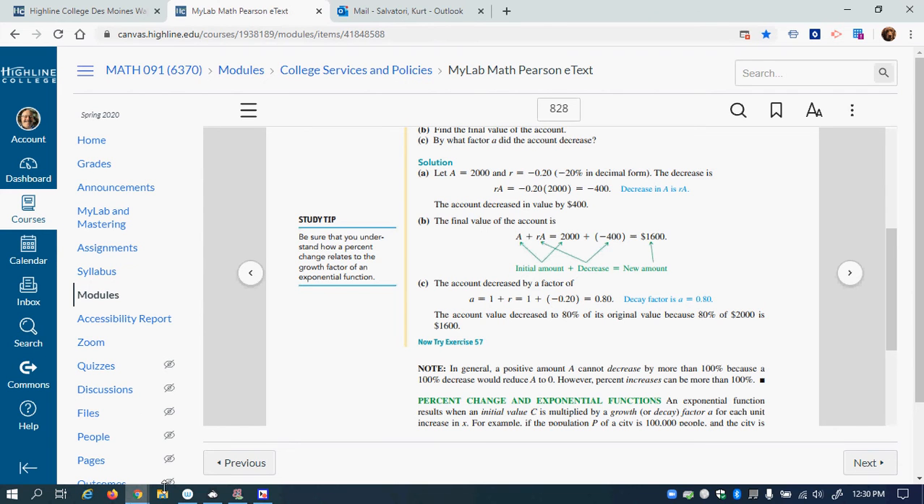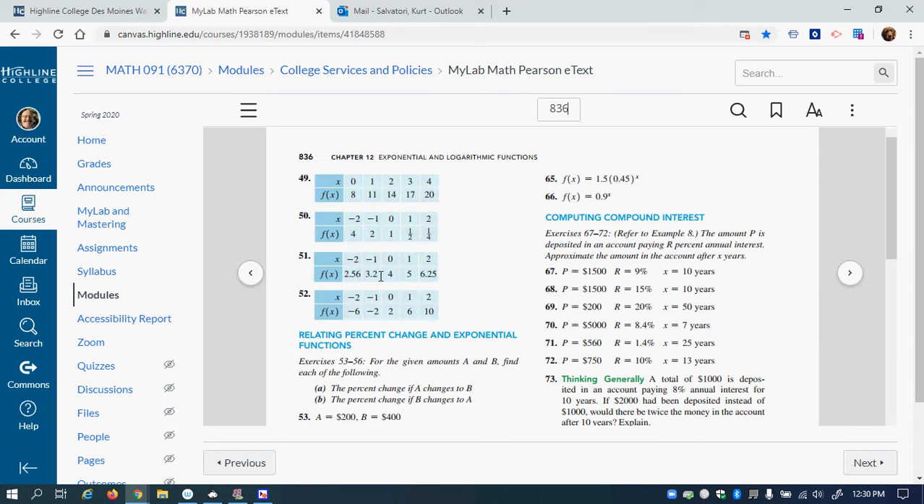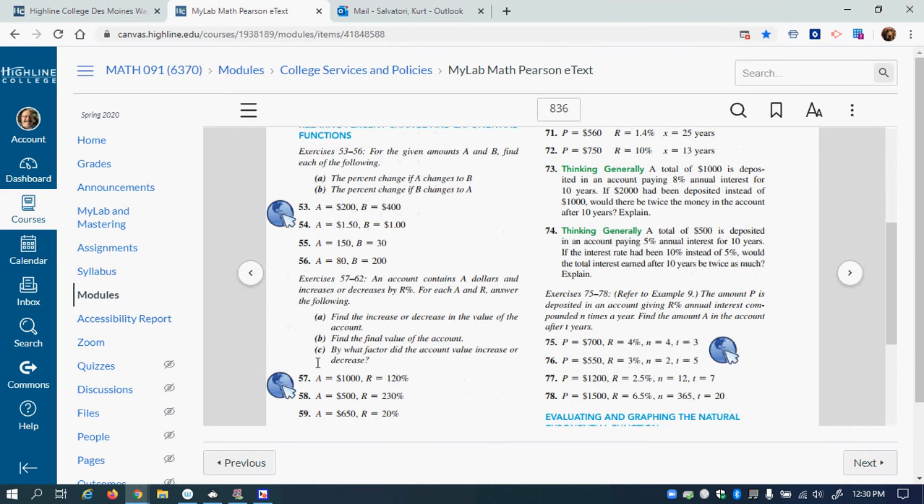But let's go to that particular page. Let's do 57. So 57 is on 836. And we look at 57. So here is 57 down here. Okay. So for each A and R, answer the following. Find the increase or decrease in the account, the final amount, and by what factor did it do it. Did it increase or decrease? So A is going to be 100%, and R looks like it's positive, so it's going to be an increase.